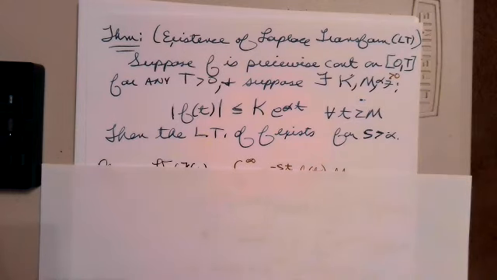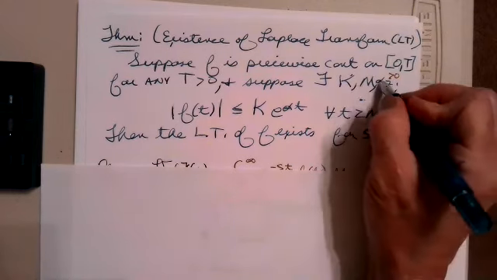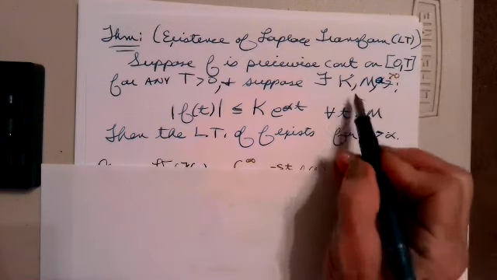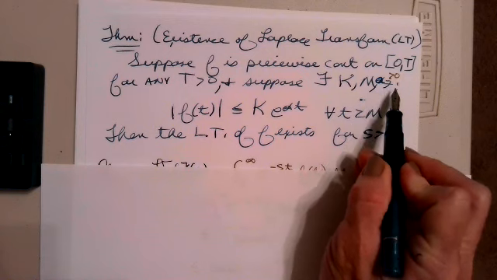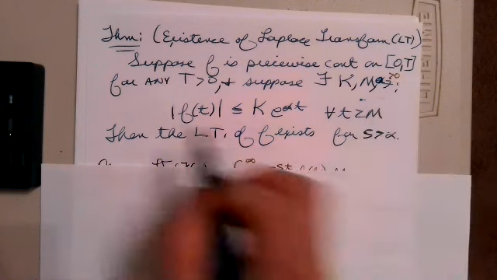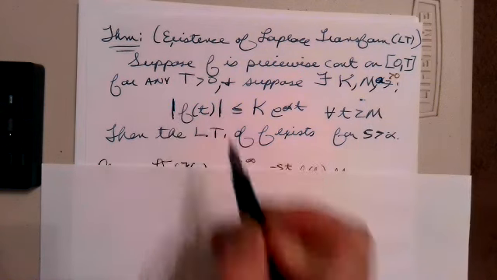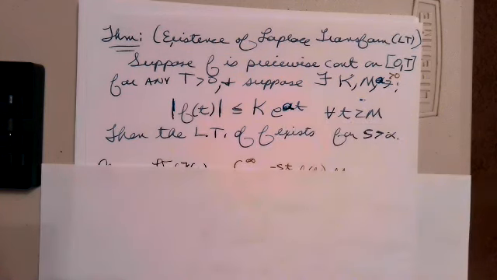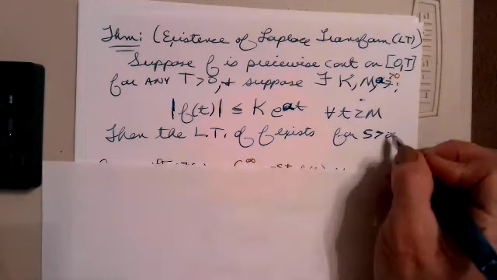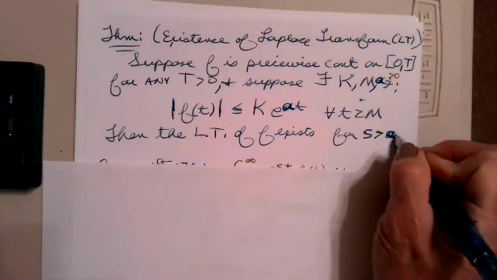Usually they call this A. I don't know why I called it alpha in these notes. Let me call it A. So suppose that there exist constants K, M, and A, all three greater than 0, such that the absolute value of f of t is less than K e to the At for all t big enough. Then the Laplace transform of little f exists for s greater than A.